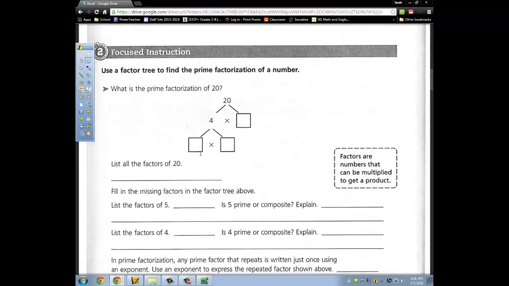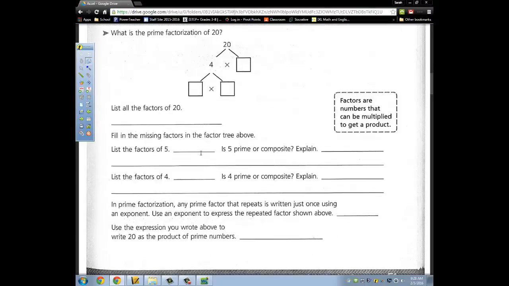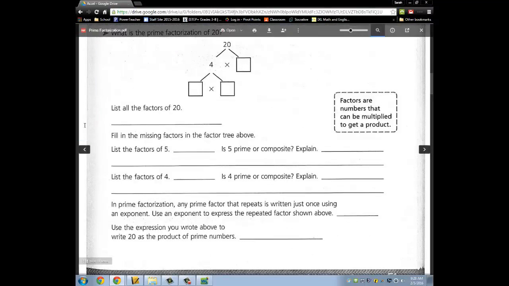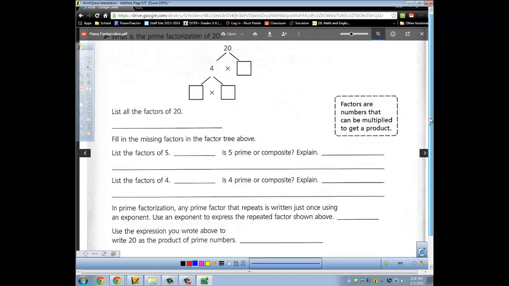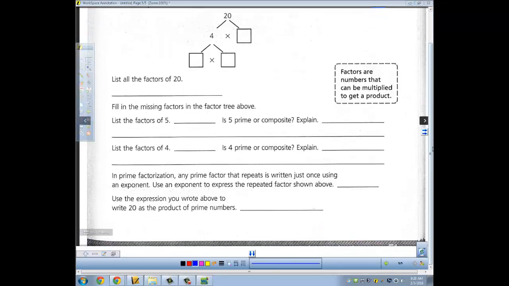Next, it says we're going to figure out the prime factorization of 20, and they're going to walk us through that a little bit. So we're going to come back to this tree diagram after we answer our questions. So first, they want us to list all the factors of 20. So I want to think, what can I divide 20 by and still get a whole number? So I can divide it by 1, 2, 4, 5, 10, and 20.